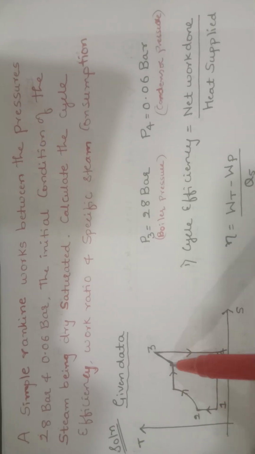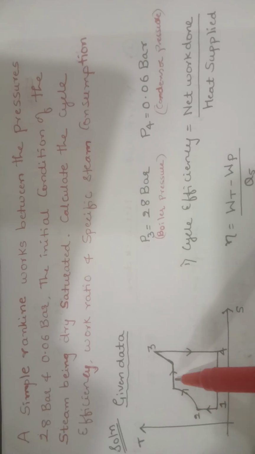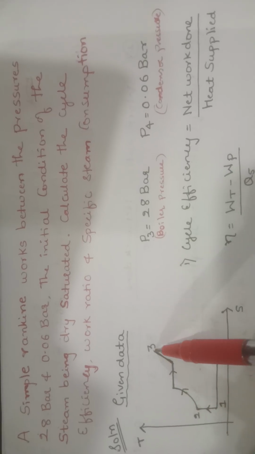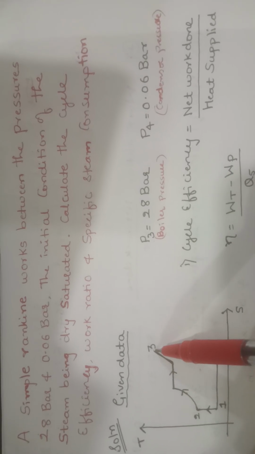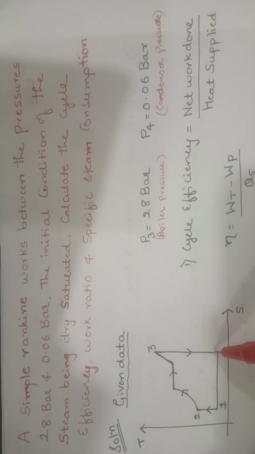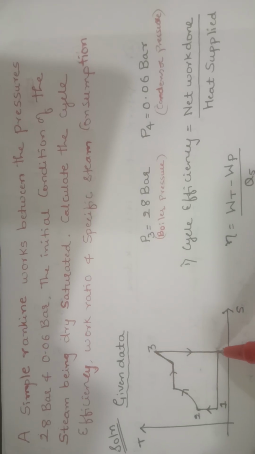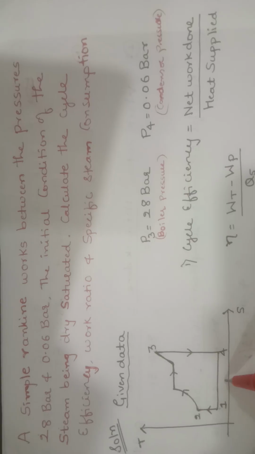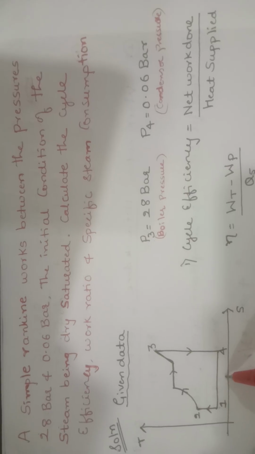Process 2 to 3 is the constant pressure heat addition process in the boiler, and process 3 to 4 is the isentropic expansion in the turbine, and process 4 to 1 is the constant pressure heat rejection in the condenser.